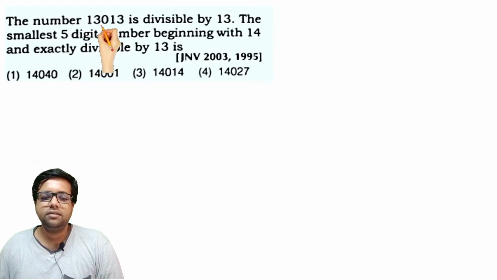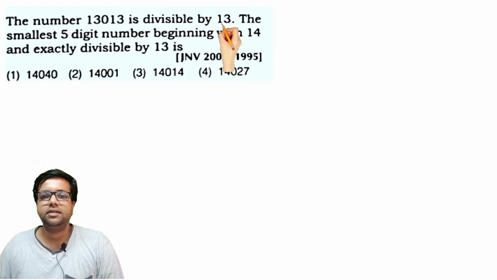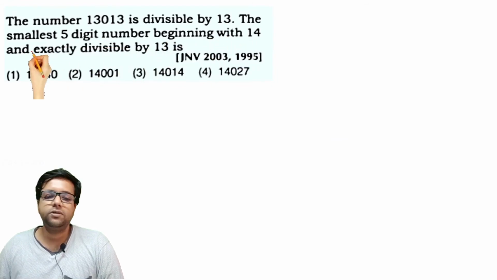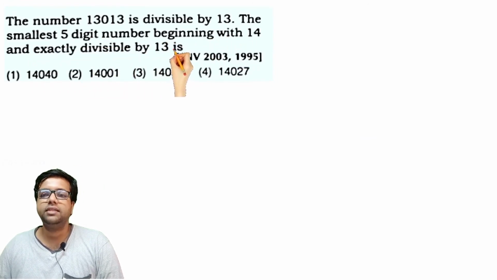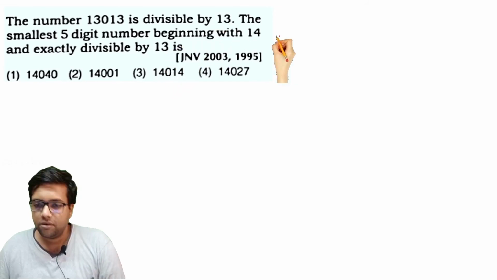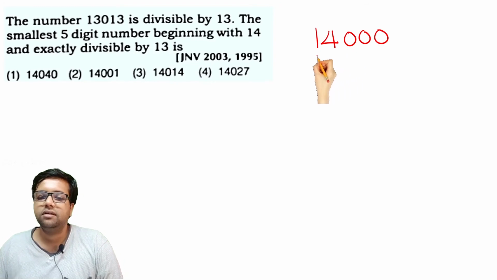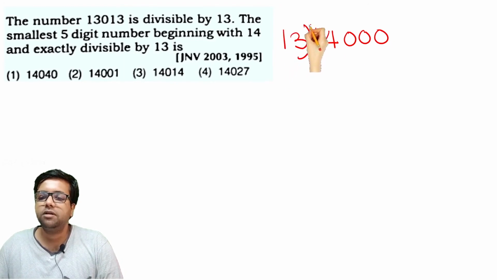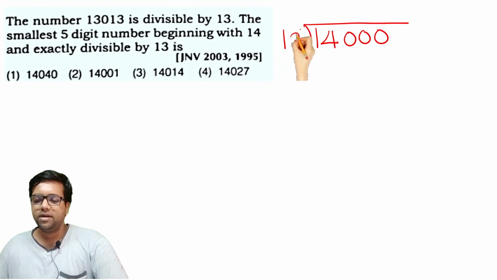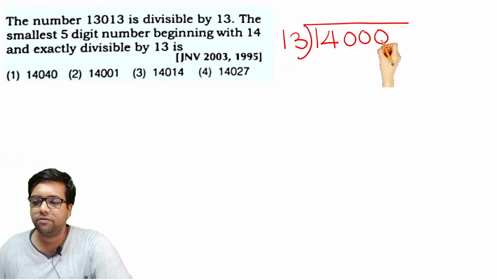The number 13,013 is divisible by 13. Okay. The smallest 5-digit number beginning with 14 and exactly divisible by 13 is, okay, let us write the smallest number starting with 14, which is also a 5-digit number, and it should be divisible by 13. Let us see what the remainder will be.